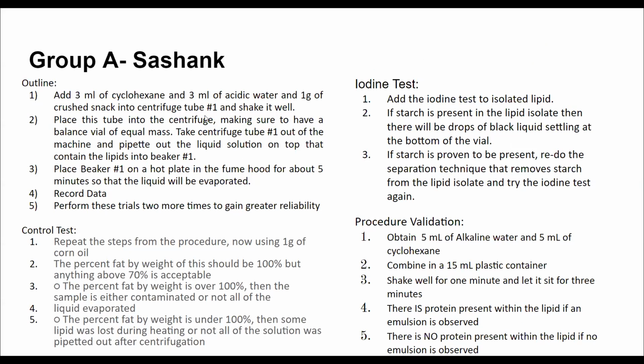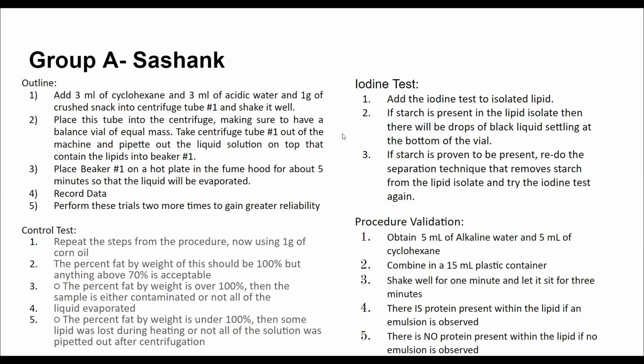This is the outline and procedures for Group A. So our overall outline was that we took 3 milliliters of cyclohexane, 3 milliliters of acidic water, and a gram of our crushed snack food into a centrifuge tube. We placed this in the centrifuge, making sure to have a balanced vial of equal mass.